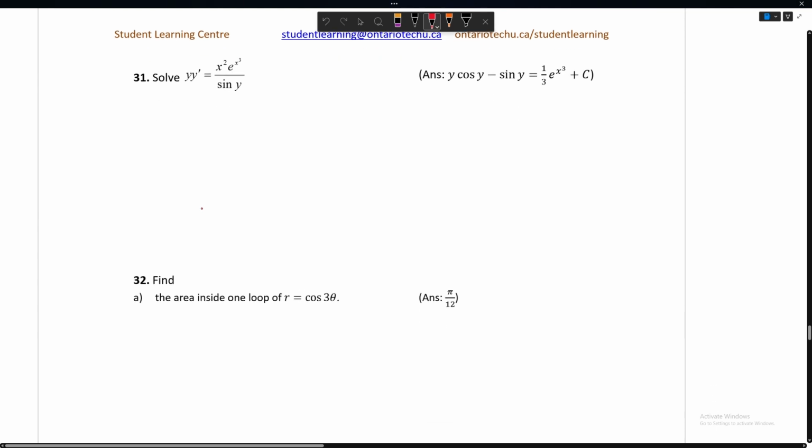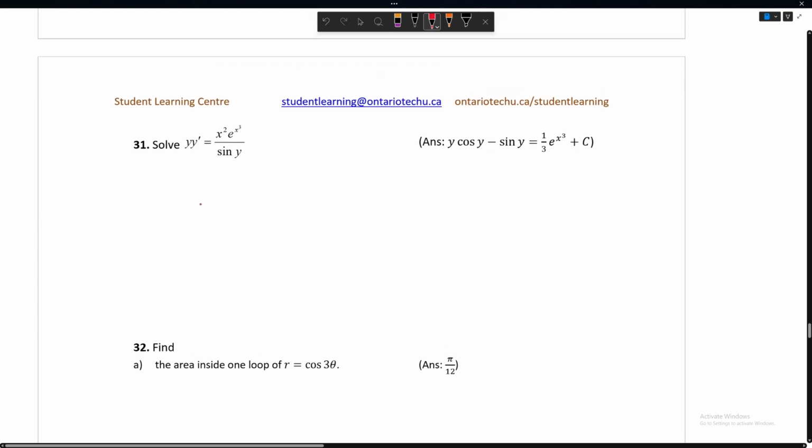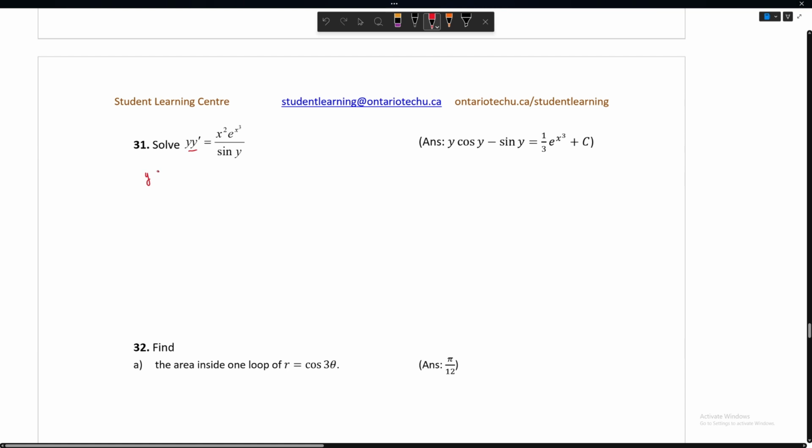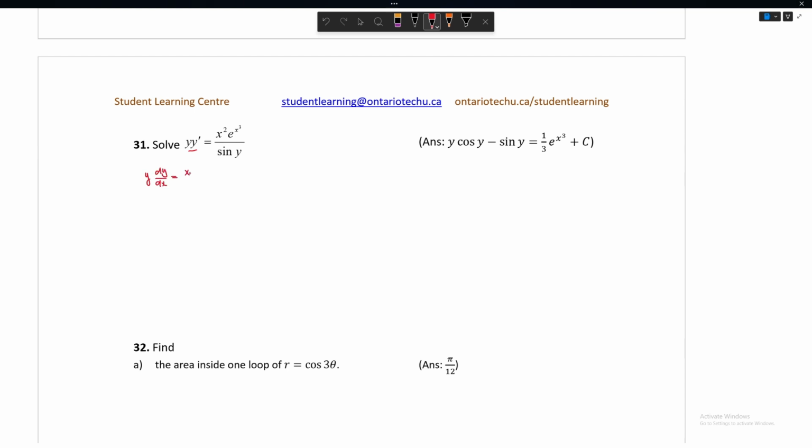Now we are going to head into some differentials. Ooh, fun stuff. So when it comes to a differential equation like this, and you want to differentiate it, you want to just expand out your y prime. So your y prime will become dy over dx equals x squared e to the x cubed all over sine y.